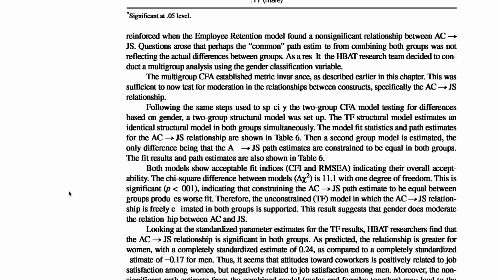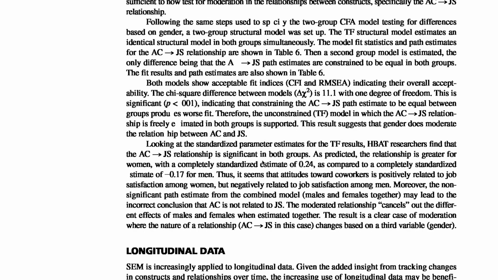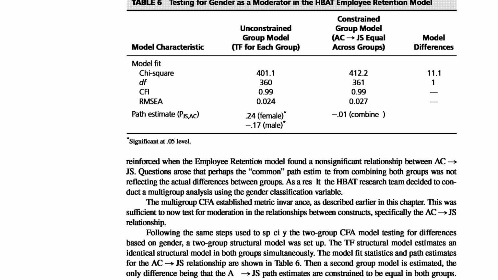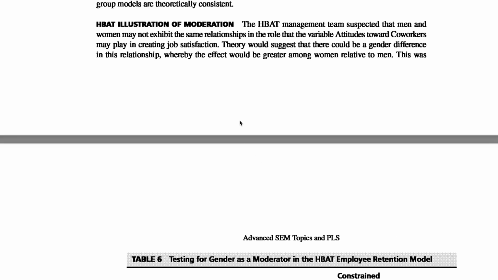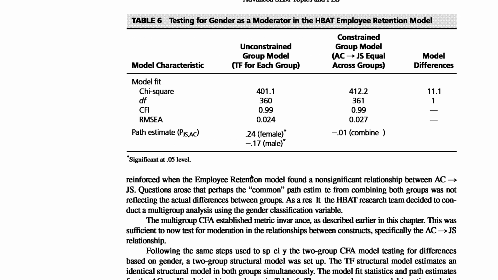Then a second group model is estimated, the only difference being that the AC to JS path estimates are constrained to be equal in both groups. The fit results and the path estimates are shown in Table 6. These are the explanation about the moderator effect and illustration of the comparison.